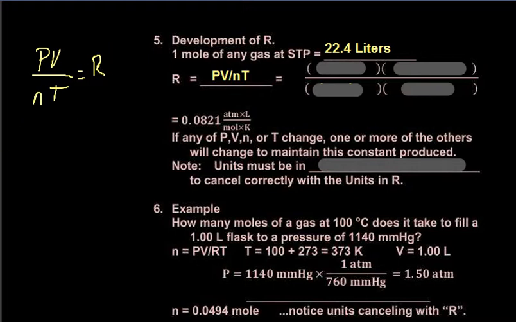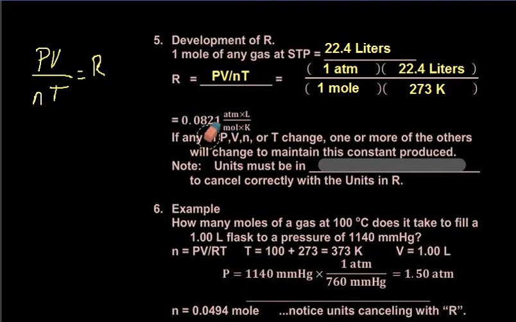Because R equals PV over nT, we can plug in the values that we know. 1 mole at STP equals 22.4 liters. Standard pressure is 1 atmosphere. The volume is 22.4 liters. The n is 1 mole. And the temperature is standard temperature, which is 273 Kelvin. When you do this, 1 times 22.4 divided by 1 times 273, you get 0.0821 atmospheres times liters over mole Kelvin.